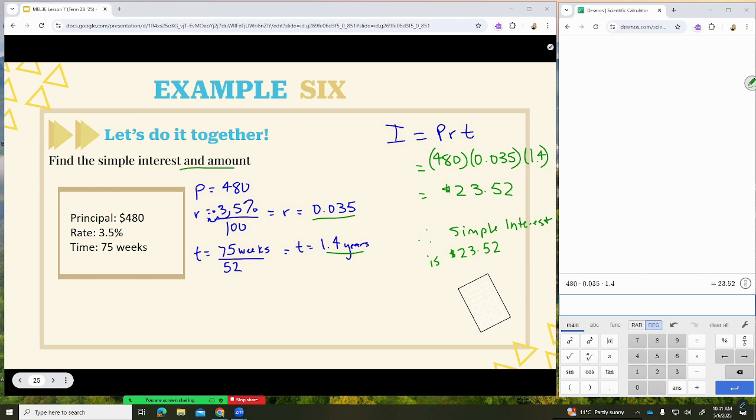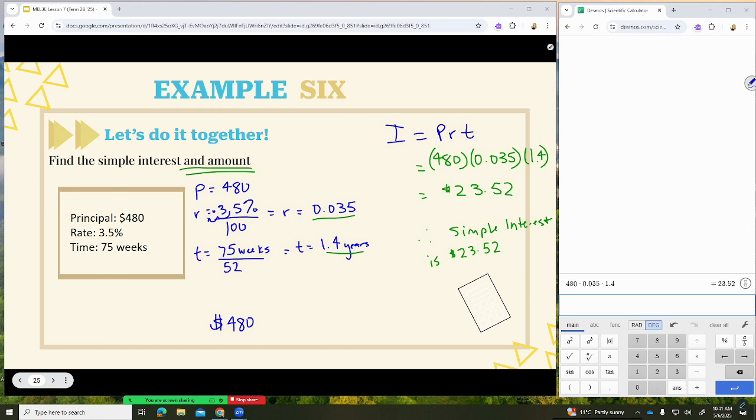But let's now focus on the second half of the question, which we should have been doing in the other two, but I wanted to focus on just how to find and plug our numbers into the formula. It's asking us to find the simple interest and the amount. That means our total amount. So if the total amount that we invested was $480, say we put $480 into a savings account, and the bank said we'll give you 3.5%, and we keep it in there for 75 weeks. We keep it in there for almost a year and a half. How much money will we have when we take it out after that 1.4 years, after that 75 weeks?